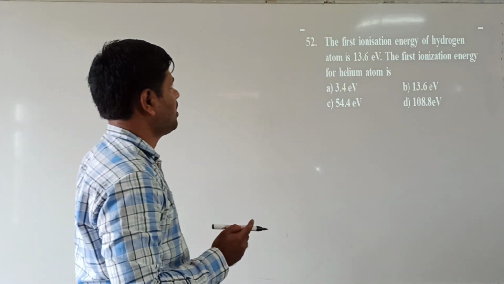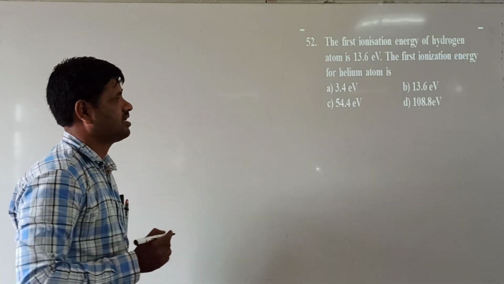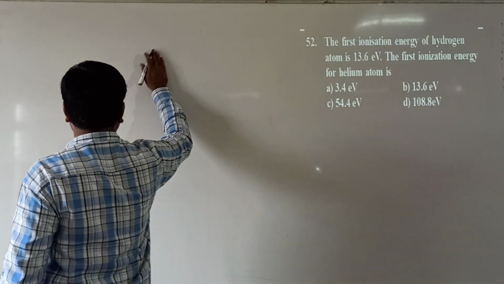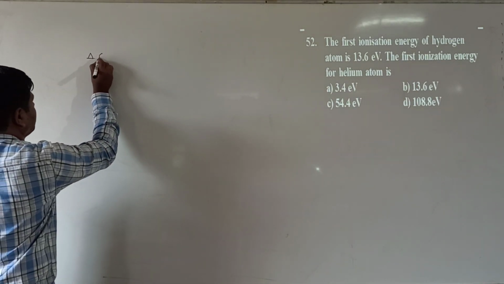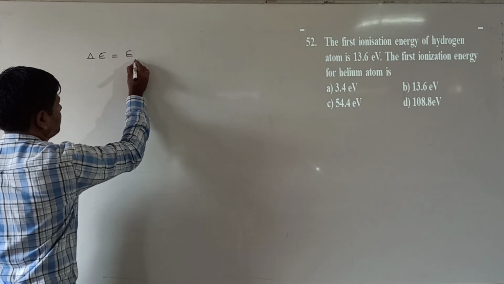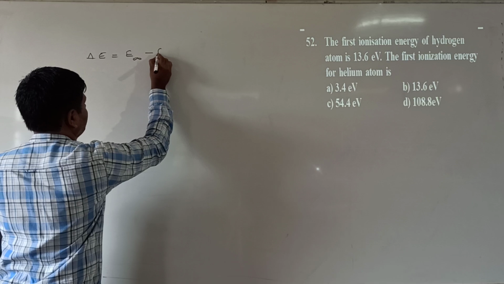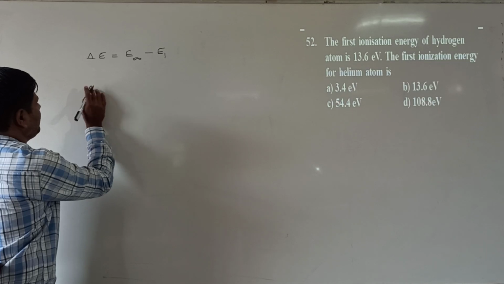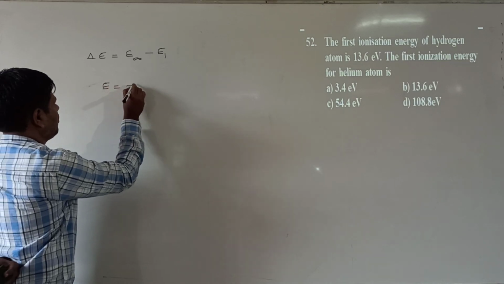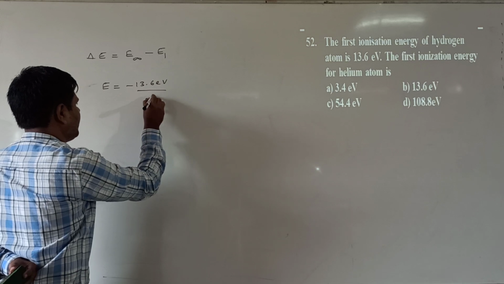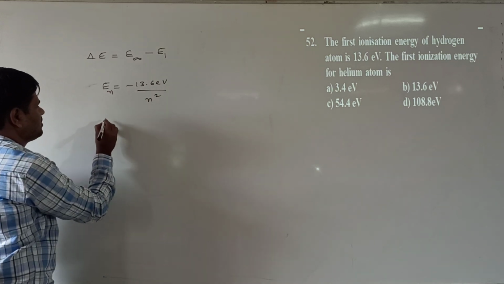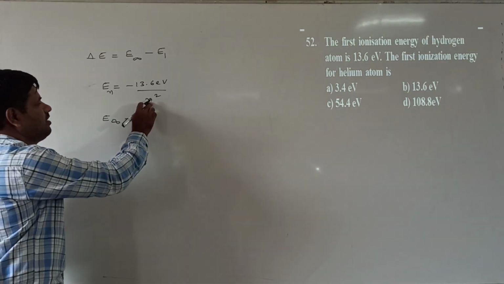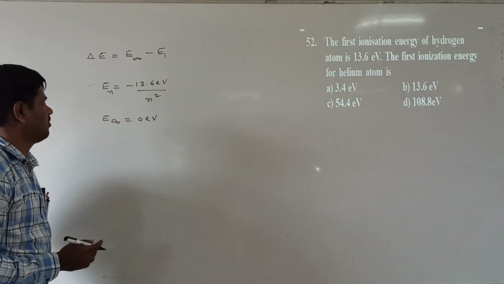Next, the first ionization energy of hydrogen atom is 13.6 electron volts. The first ionization energy of helium is? Now what is meant by the ionization energy? Ionization energy delta E is when it moves from the first energy level to the infinite energy level. Energy change is E infinity minus E1. We know that energy is equal to minus 13.6 electron volts by n square, but this is the total energy. For the infinity energy level, energy is equal to 0 electron volts, because n equal to infinity, something by infinity is equal to 0.